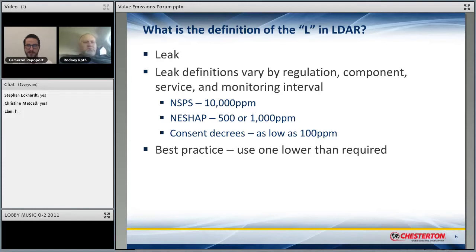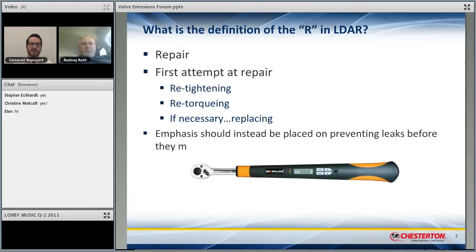So the other component of LDAR that I think people have a lot of questions about is the repair. Rodney, if you want to talk about the repair and what that means.